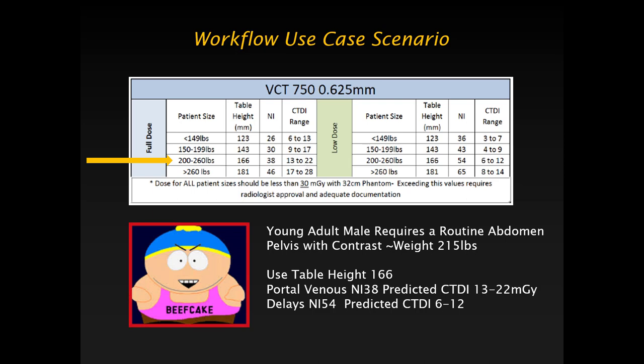We'll then go ahead and move forward with our delays. The delays come from the low dose section, and so we'll type in a 54, and that should get us somewhere between 6 and 12 milligray. And as long as it's there, we're all set.